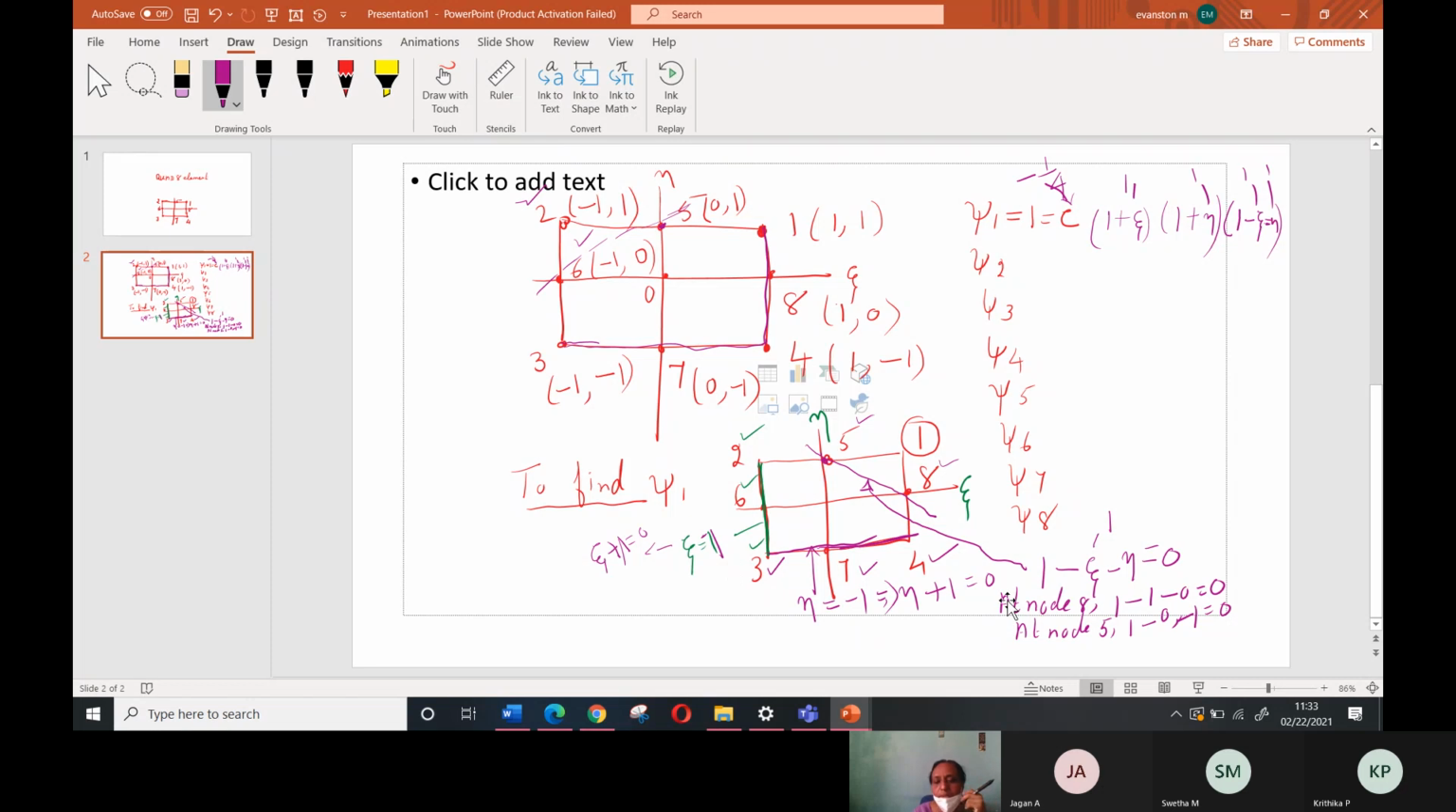How did I explain? I have formulated this one and it should satisfy the conditions of 5 and 8. So when I take node 8, xi is equal to 1. And eta is equal to, if I take the node 6, shall I draw on the next page?